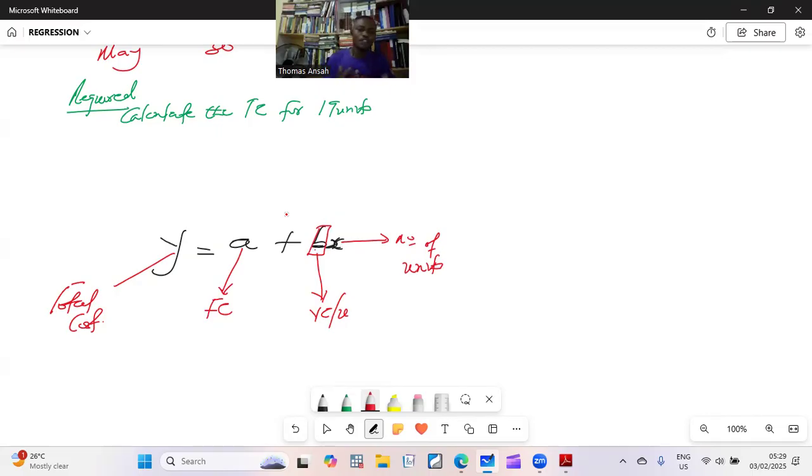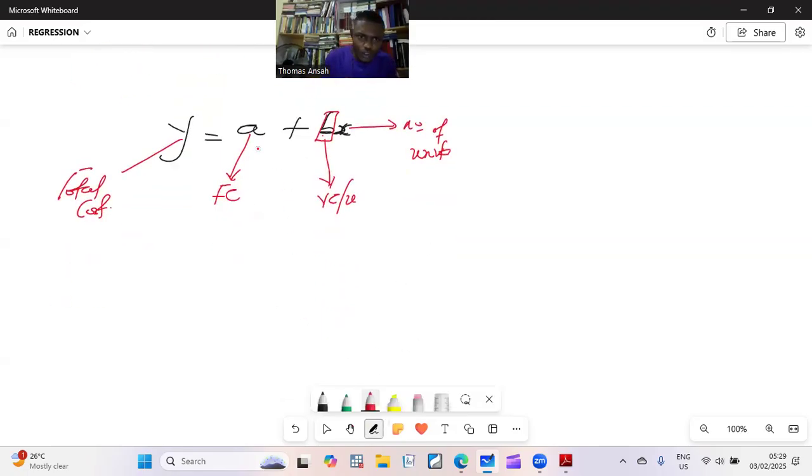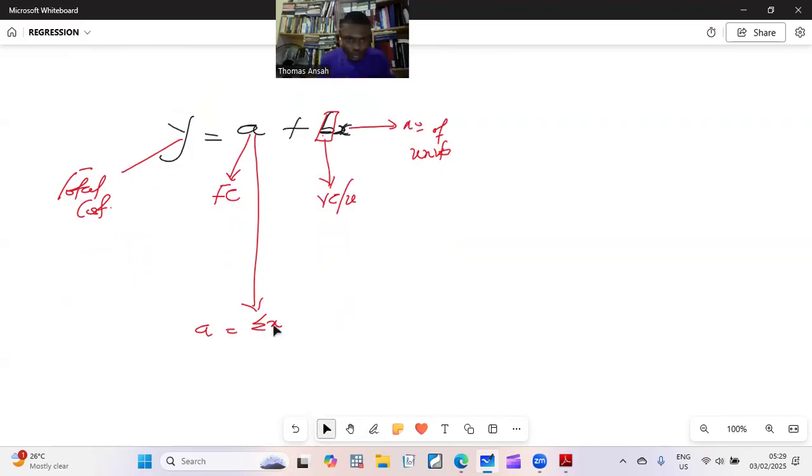Now, if we have this regression formula, then we need to find the variables. What then is A? So let's find A, the fixed cost. How do we find A in regression? A is given by the summation of X. All right, so let me put the X on this side.